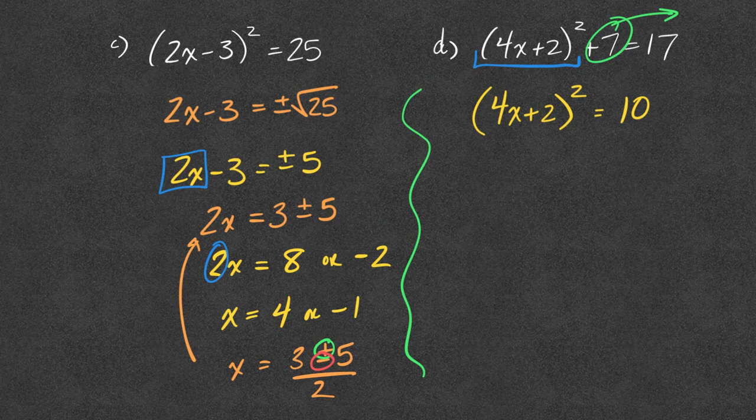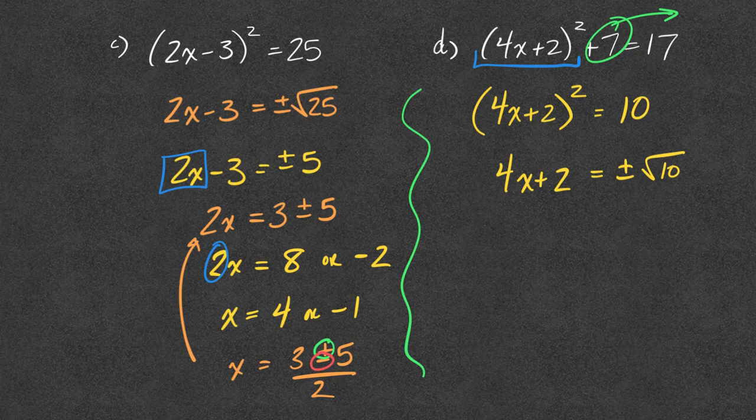Okay, now I've got an equation that looks just like C. We should be off to the races. I want to eliminate that squared that's on the very outside. So in order to get rid of a squared, I need to take a square root. And when I take a square root, I know I've got two answers. There's my plus or minus. I cannot calculate the square root of 10, so I just leave it as root 10.